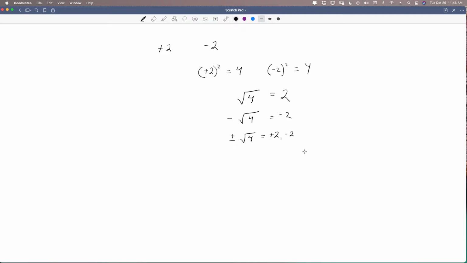So what if we are given something that looks like this, where you have the negative on the inside? How in the world do we deal with that? We can't do negative 2, because a negative times a negative is a positive. So this should be positive, but it's not. It's a negative.